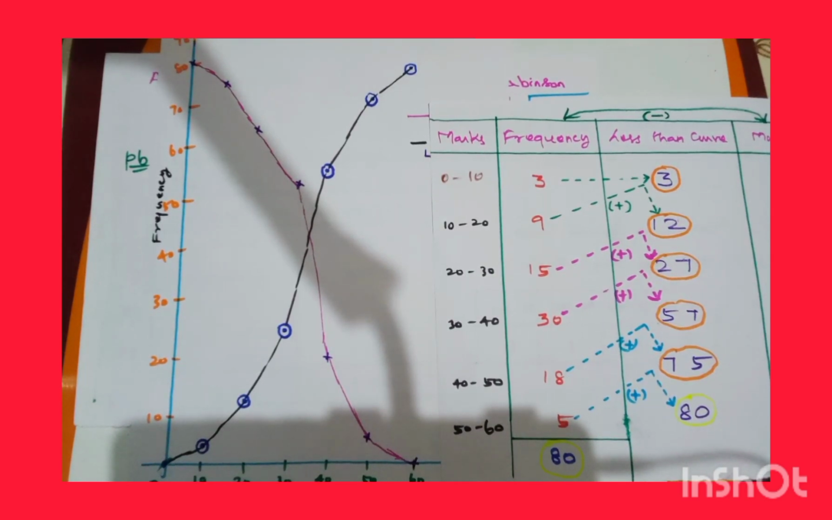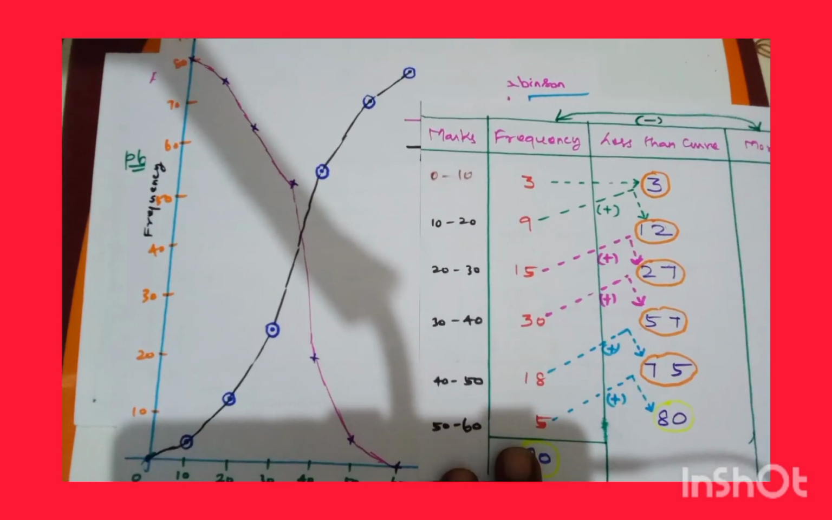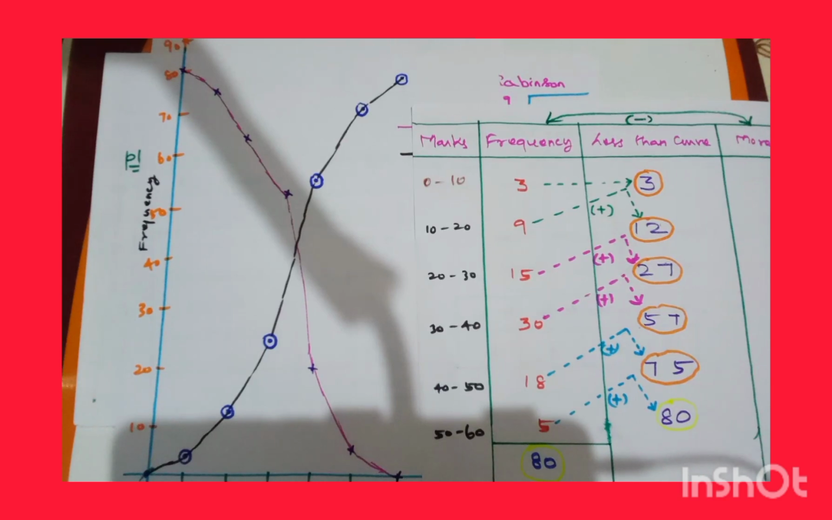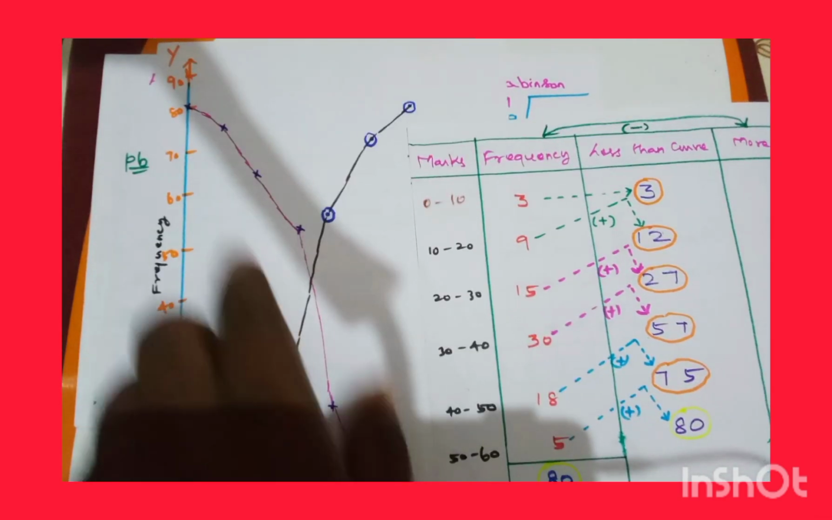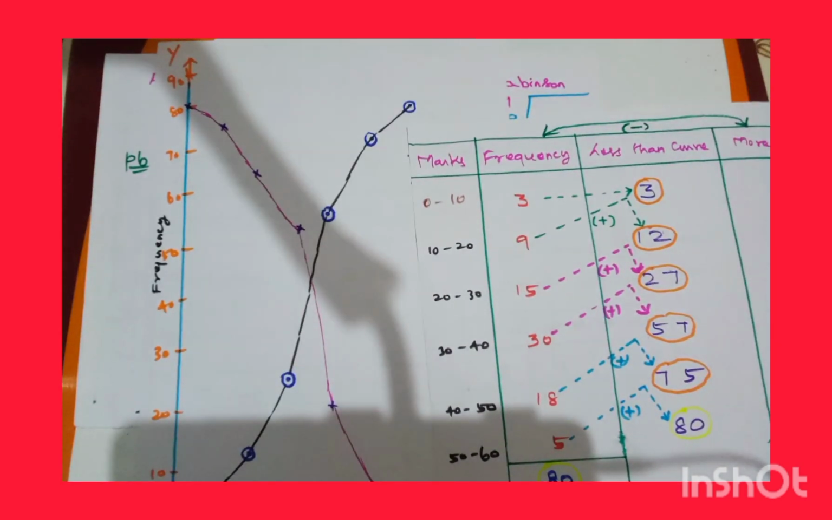So are you clear? Only consider the upper limit of each interval for the less than curve, except the first interval. For the first interval, we have to take both the lower as well as the upper limit. Okay, let us start the next, the more than curve. Start from 0. For 0, the value is 80, so 80 lies on the y-axis. I have plotted it here. So this is the reversing process, the decreasing process.